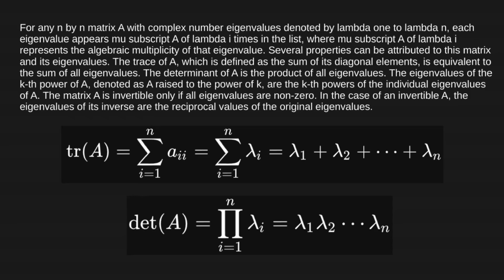The eigenvalues of the kth power of A, denoted A raised to the power of k, are the kth powers of the individual eigenvalues of A. The matrix A is invertible only if all eigenvalues are non-zero. In the case of an invertible A, the eigenvalues of its inverse are the reciprocals of the original eigenvalues.